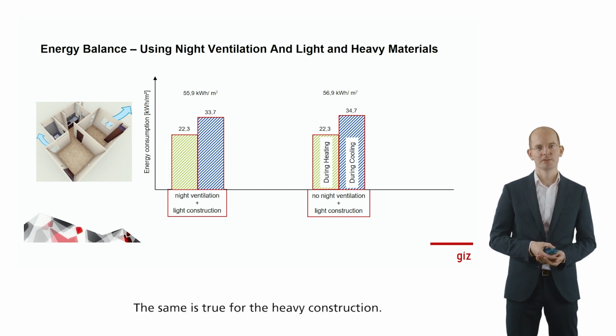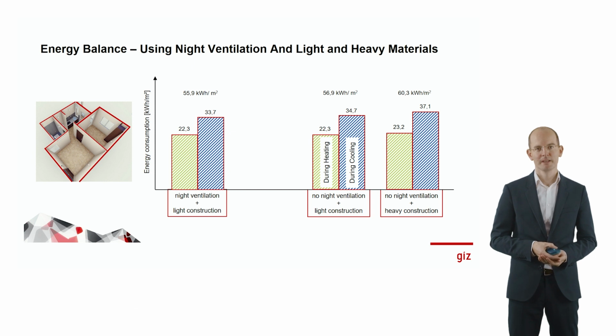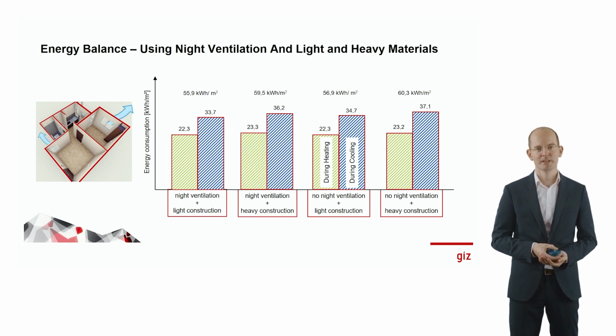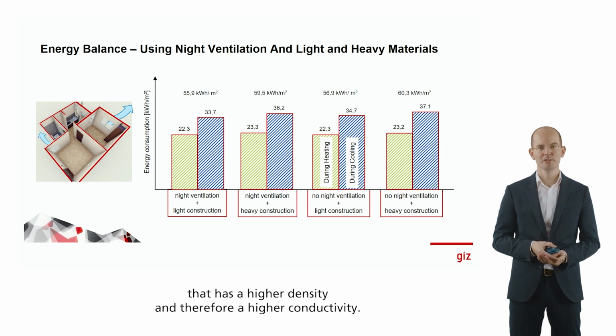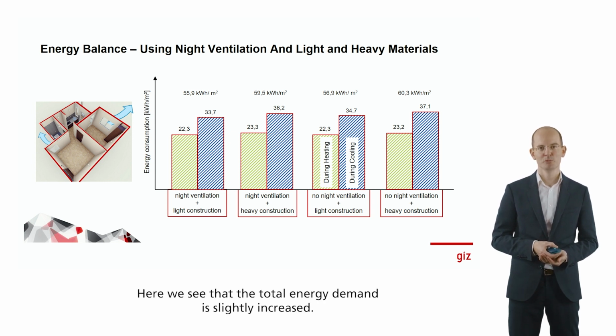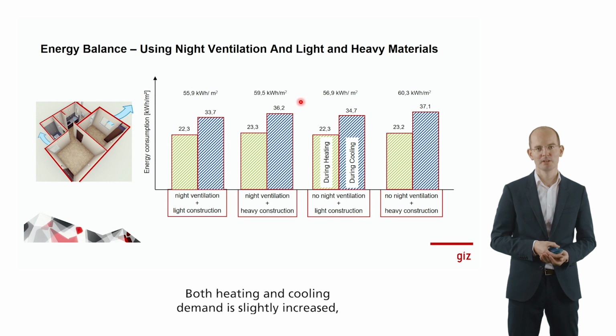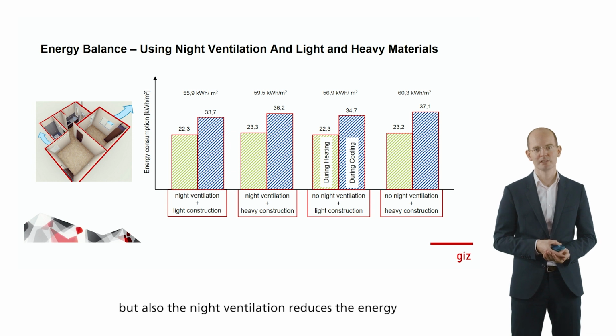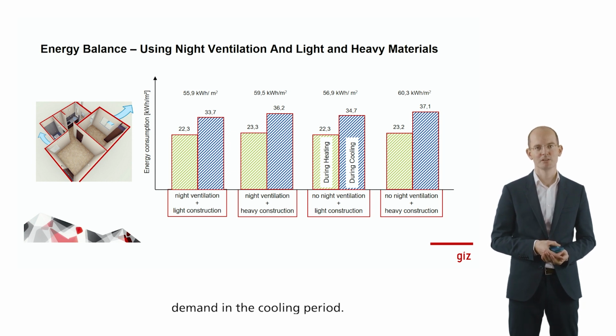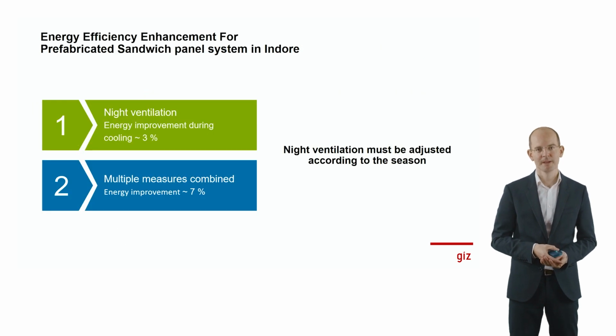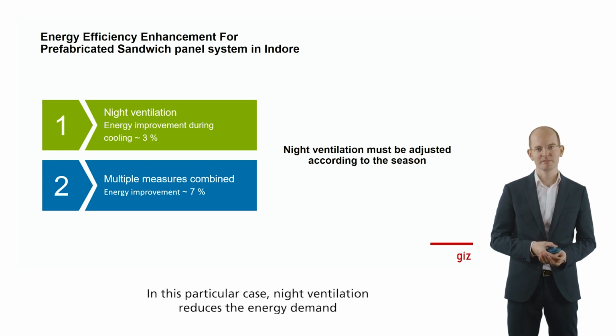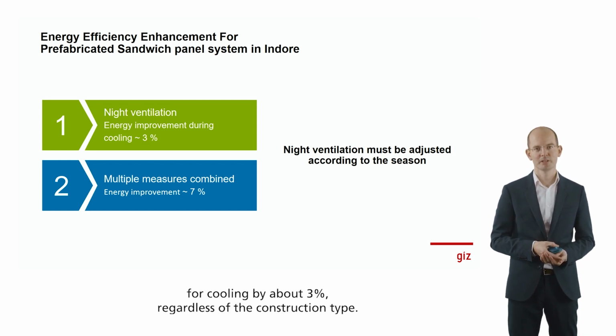The same is true for the heavy construction. Here we have used a different material that has a higher density and therefore a higher conductivity. Here we see that the total energy demand is slightly increased. Both heating and cooling demand are slightly increased, but the night ventilation also reduces the energy demand in the cooling period. Overall, it can be stated: in this particular case, night ventilation reduces the energy demand for cooling by about 3%, regardless of the construction type.